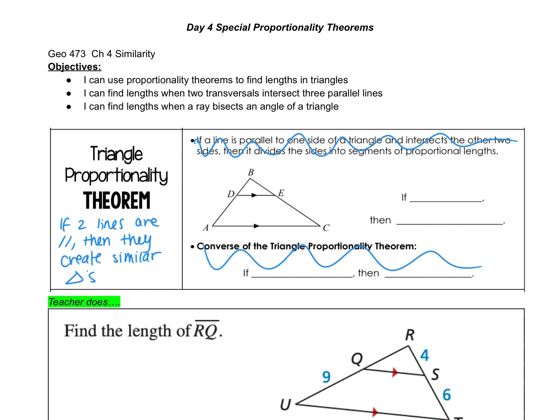In the figure, if DE is parallel to AC, we've already seen this. This is nothing new. What that means is the little triangle is similar to the big triangle. So if the lines are parallel, then triangle BDE will be similar to triangle BAC. That is nothing new. You've seen it before. It's just written in terms of a theorem.